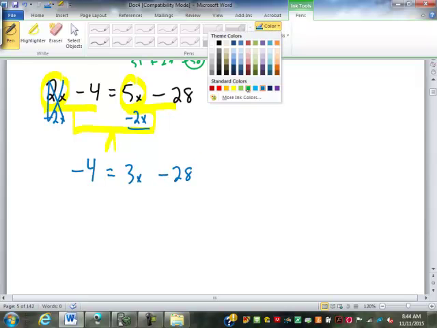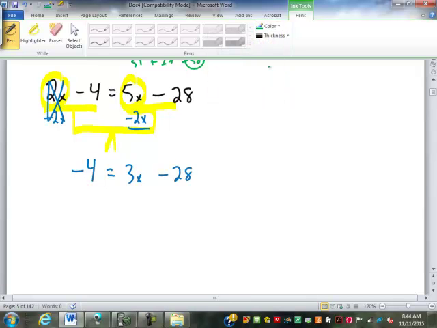-28. Now, what do I have to do to solve this? I've got to get rid of the subtracting 28 by adding 28. So -4 plus 28 is positive 24. And then we will divide by 3. So 8 equals x.